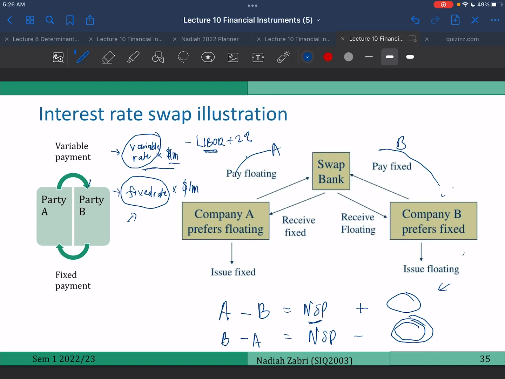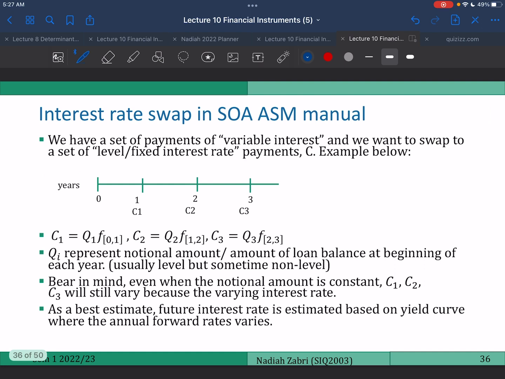For SoA, they have this specific way that they set this fixed rate. So let's see how it is for SoA. Okay, so this is the SoA syllabus. We have a set of payments of variable interest, and we want to swap for level fixed interest rate payments. Okay, so the example is as follows.